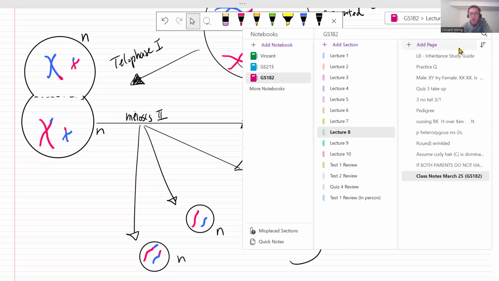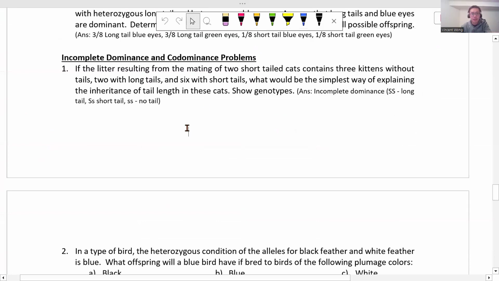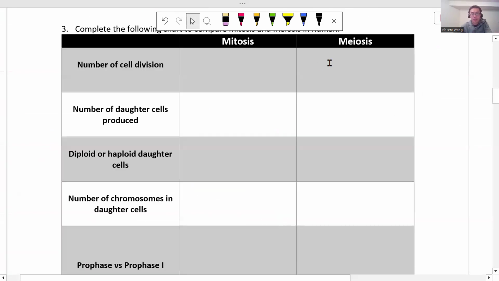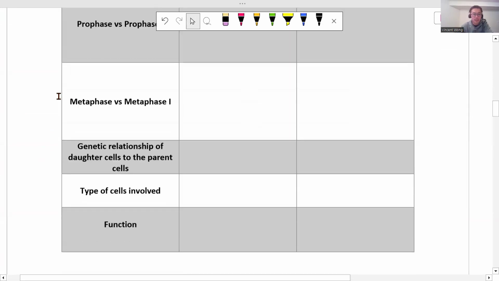Okay, I want to go to the study guide and I want to fill in this table with you. This is question number 3 in the study guide.